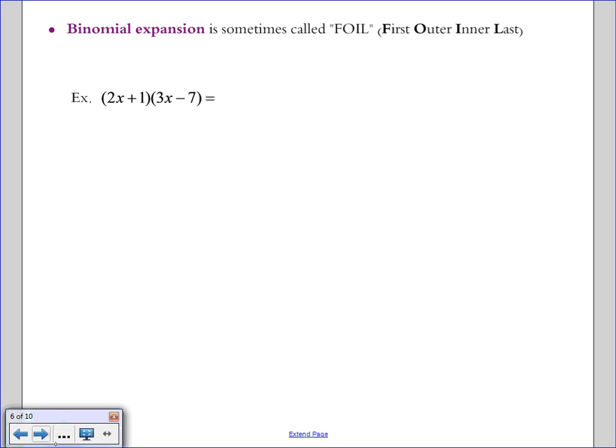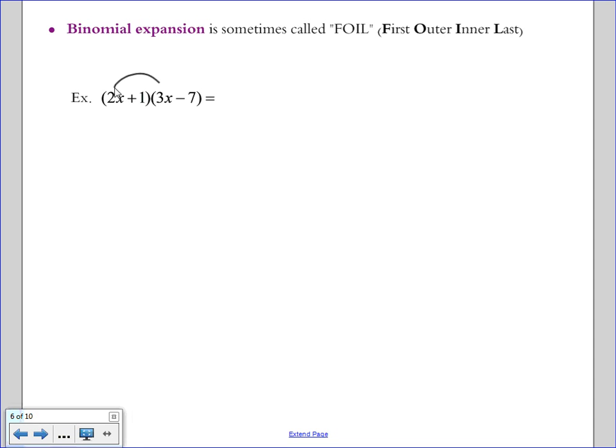If you have to expand a binomial with another binomial, you can use a trick called FOIL, which stands for multiply the first 2 terms, the outer 2 terms, the inner 2 terms, and the last 2 terms. Or you can just think about it as distributing both things from the first parentheses to both things in the second parentheses.